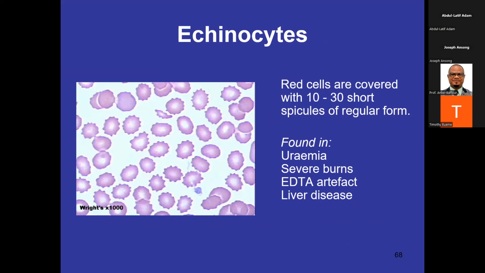Then echinocytes: the red cells are covered with 10 to 30 short spikes of regular form. Found in uremia, when there is too much urea in the blood, and in severe burns.